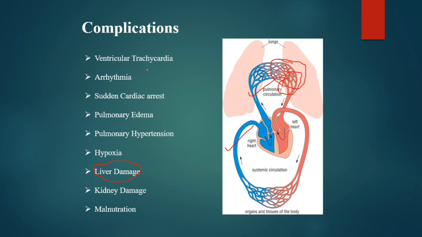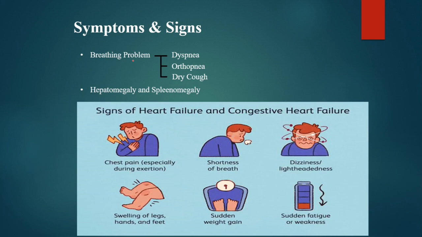Okay, next are signs and symptoms. This is again a breathing problem, which I've already told, due to pulmonary congestion this breathing problem will occur, and this is medically termed as dyspnea, orthopnea, and again hepatomegaly, splenomegaly, the enlargement of these two organs. Okay, these are some other signs and symptoms: dizziness, sudden weight gain due to fluid accumulation in the body.